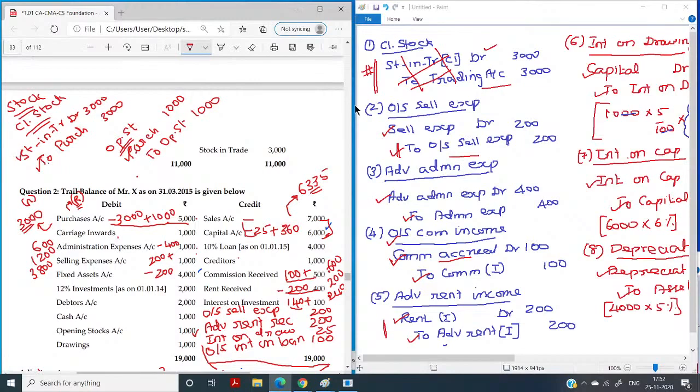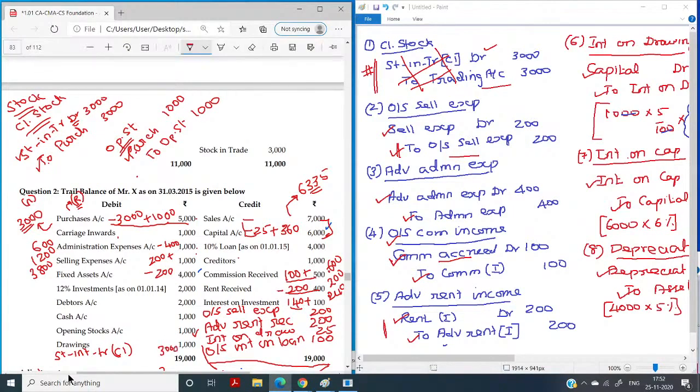Now here is closing stock. Automatically closing stock will come on the debit side. So already we have the debit items here, and I'm going to post that stock in trade. Whenever the stock in trade comes in the adjustment, it means in the trial balance it represents only the closing stock.